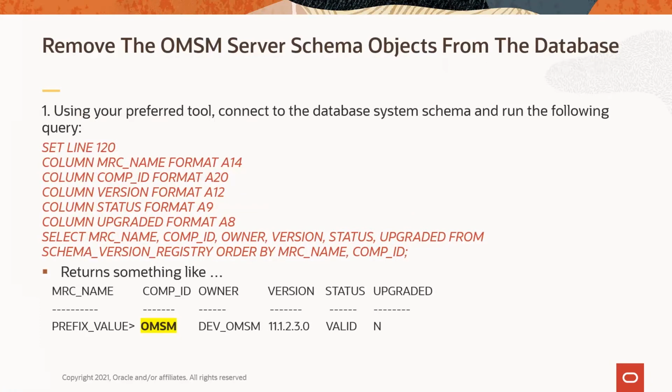Step 1. Using the preferred tool, connect to the database system schema and run the query as shown. From the query results, there should be one that shows the component ID as OMSM. Note the owner.